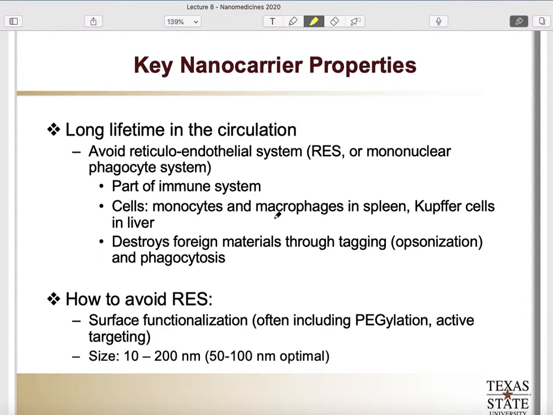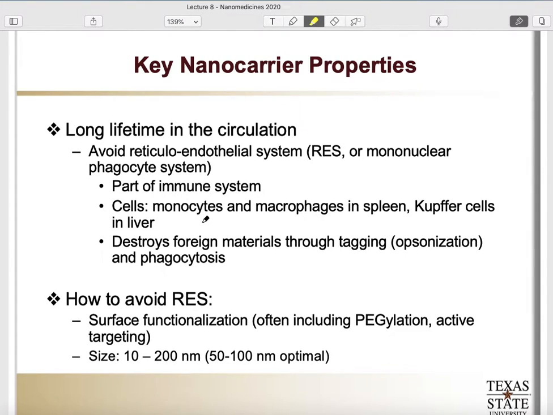These cells are going to destroy foreign material that has already been tagged through a process known as opsonization, which is basically the absorption of certain proteins known as opsonins onto the surface of the material. After the material is opsonized or tagged, basically these cells can actually identify it and phagocytize it or remove it from the circulation. And so what we want to do is to avoid this, avoid recognition from the immune system.